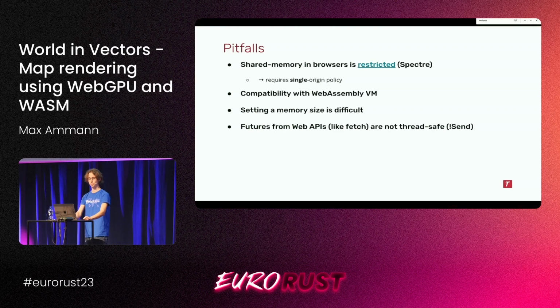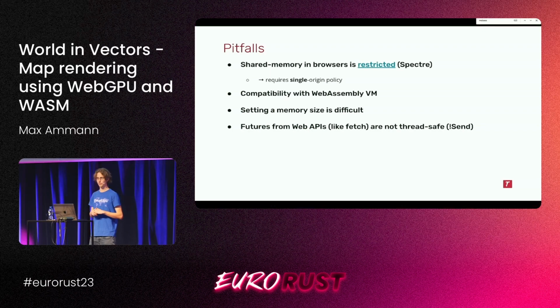Some pitfalls. So shared memory is restricted. There were the Spectre disclosures a few years ago, so these side channel attacks on CPUs. And because of that, you have to jump through a few hoops, basically, to being able to use this. So essentially, you have to make sure that all your resources on your web page come from a single origin. So this means all of your images have to come from a single origin, all of your JavaScript. So this is a little bit annoying, and that's why you need to have some fallback in place, unfortunately.